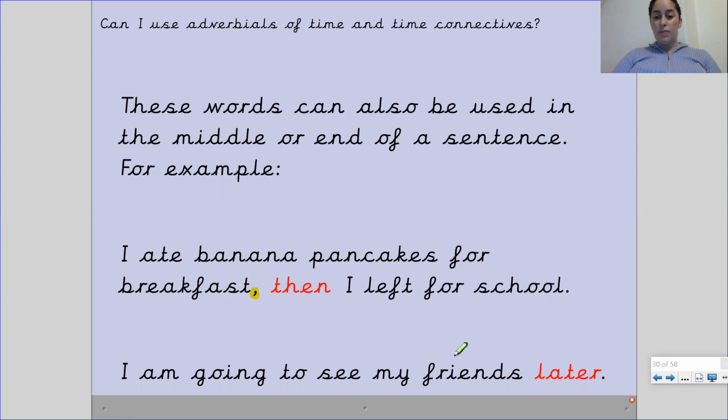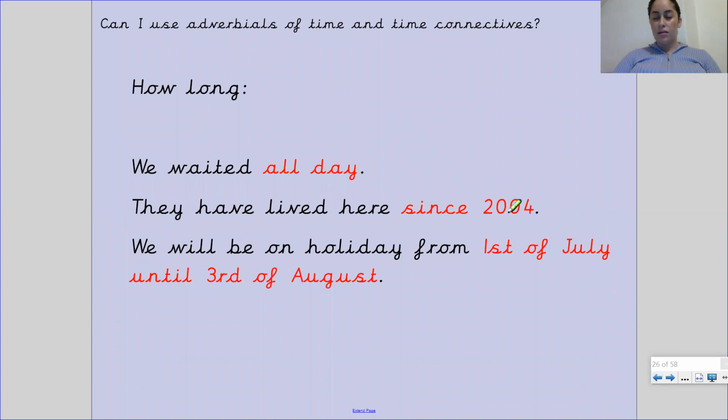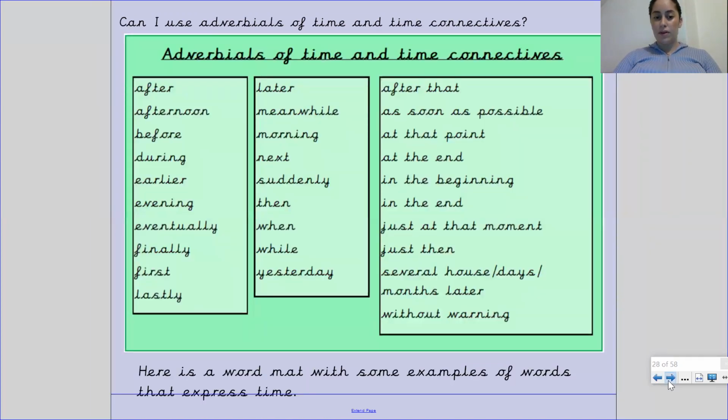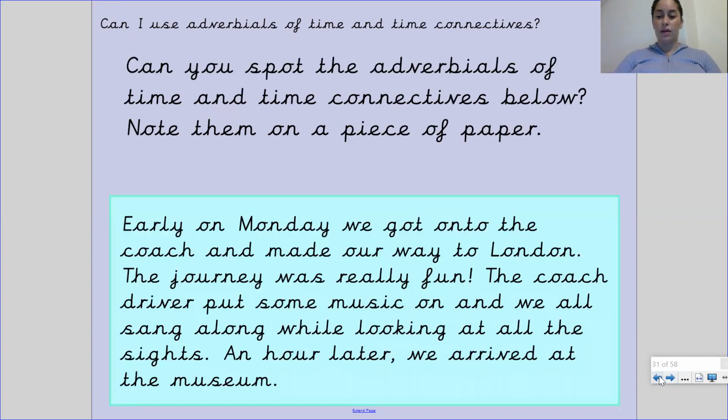I am going to see my friends later. So this is another example of it being at the end of a sentence, which we looked at here, but the previous example is when it's in the middle of a sentence. So you put a comma before your adverbial of time or time connective.